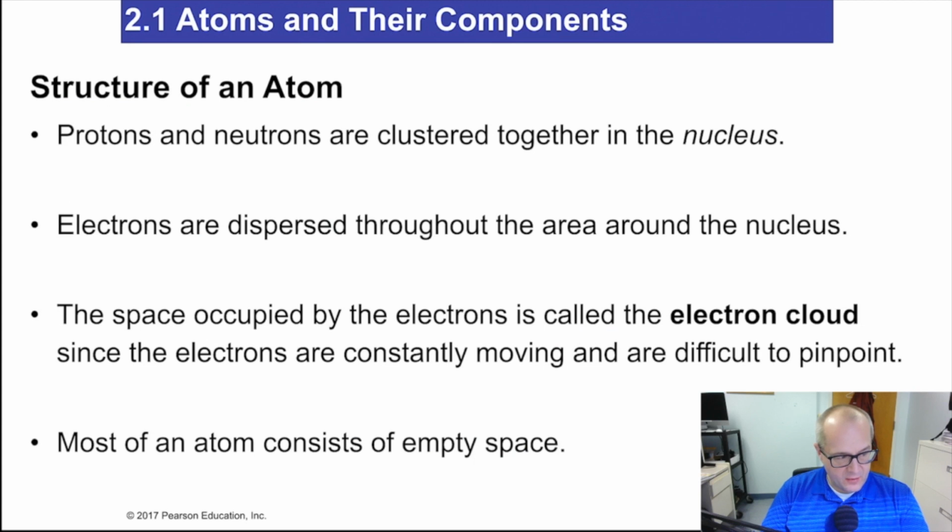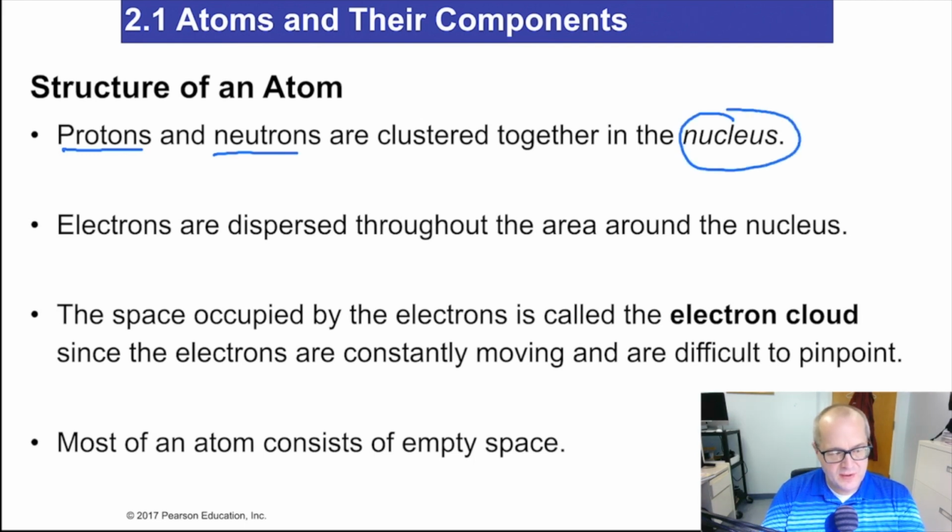Structure of an atom. Now, we know the parts. We have protons, electrons, neutrons. Now the question is, where are they located in the atom? Well, the protons and the neutrons are clustered together in this thing called the nucleus. They are found in the nucleus. The nucleus is sometimes referred to as the center of an atom. And in fact, that's where most of the atom's mass is.